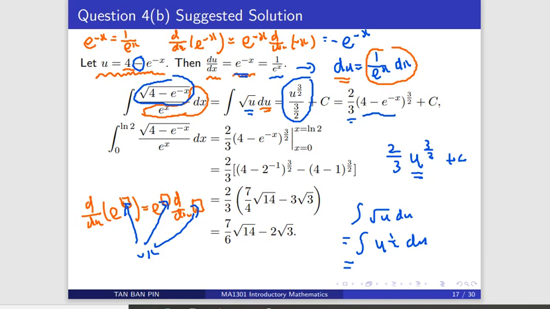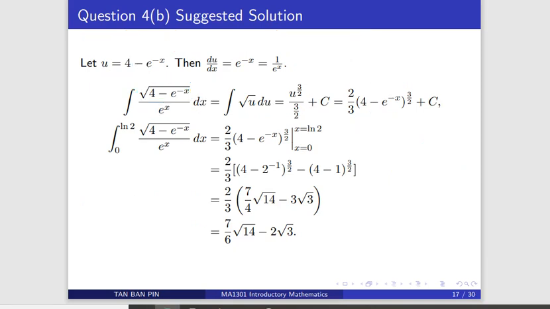So the answer is 2/3 (4 minus e^(-x)) power 3 over 2. After that, you can consider the lower and upper limits 0 and ln 2. So you consider the integral from 0 to ln 2 of square root of 4 minus e^(-x) over e^x. Just copy down the answer we have, 2/3 bracket 4 minus e^(-x) power 3 over 2, with lower limit 0 and upper limit ln 2. After you sub in, you should have 2/3 times 4 minus e^(-ln 2) minus 4 minus e^(-0).